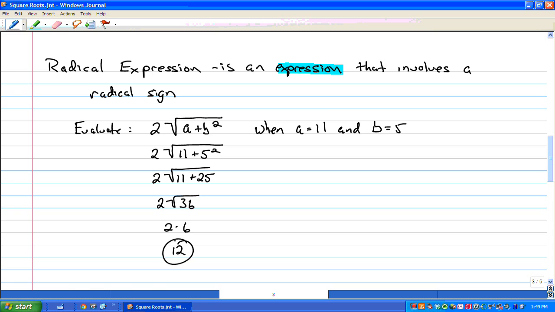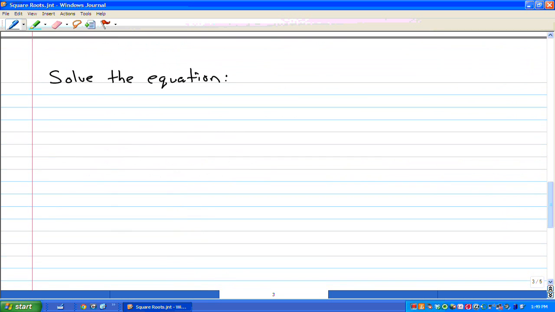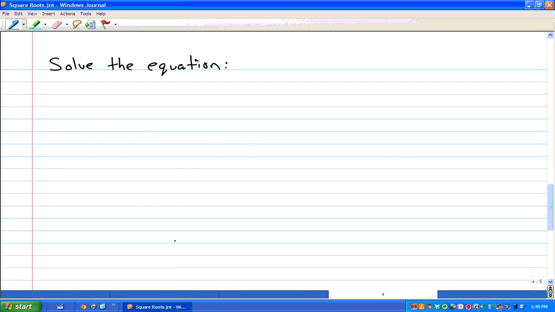All right, let's try some in equation form. If I said solve the following equation, x squared is equal to 9. When you have this, remember that radicals, square roots, and exponents, they're opposites of each other. So square root is the opposite of something being squared. The cube root is the opposite of something being cubed. And it goes on and on and on. We are dealing only with square roots here.